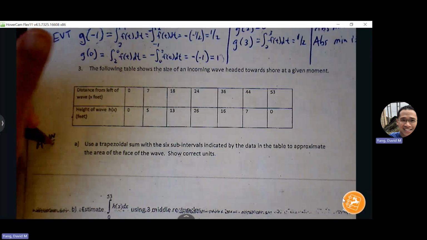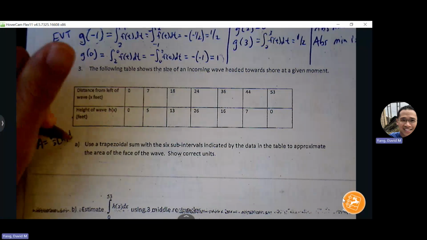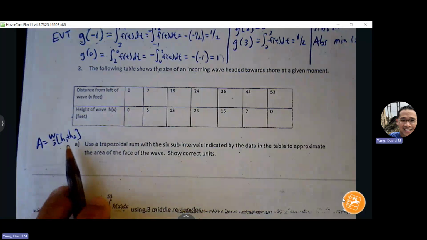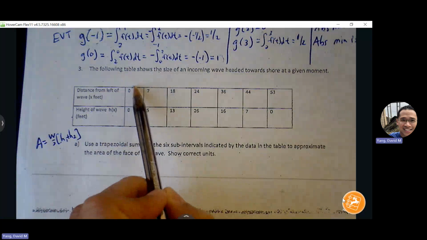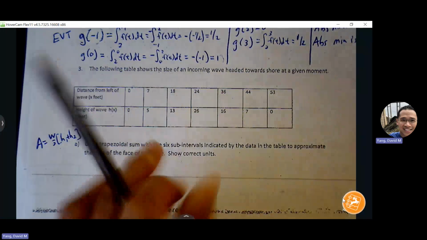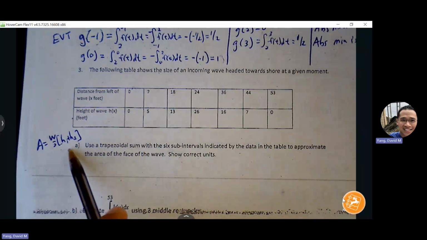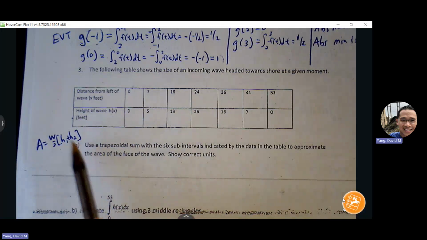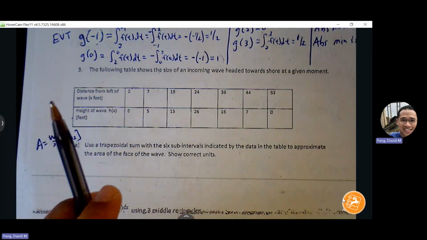Okay, so trapezoid, make sure you memorize this formula. It's width over 2, height 1 plus height 2. Make sure that even if your trapezoid interval spans across multiple intervals, you're only picking off 2 heights per trapezoid, right? We're not adding up all the heights. We're only involving 2 heights with each trapezoid.